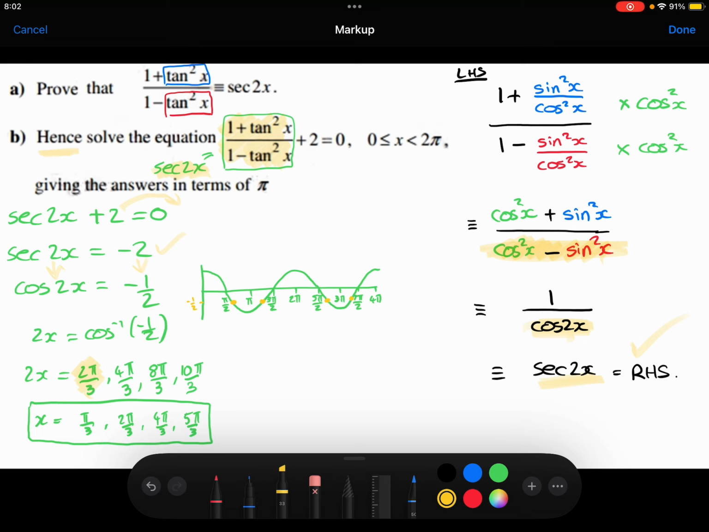I've then drawn the graph, and I've drawn the graph twice as big as you might expect. You might have expected me to only draw the graph up to 2 pi, but I've drawn it all the way up to 4 pi. And the reason why I've done that is because in a minute I know I'm going to be dividing everything by 2, so I need twice as many solutions.